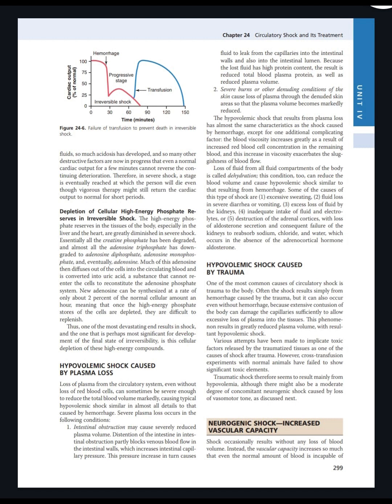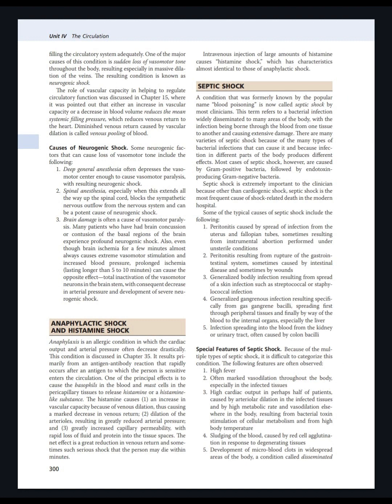Neurogenic shock. Shock occasionally results without any loss of blood volume. Instead, the vascular capacity increases so much that the normal amount of blood is incapable of filling the circulatory system. One of the major causes is the sudden loss of vasomotor tone throughout the body that results especially in massive dilation of the veins. The resulting condition is known as neurogenic shock.